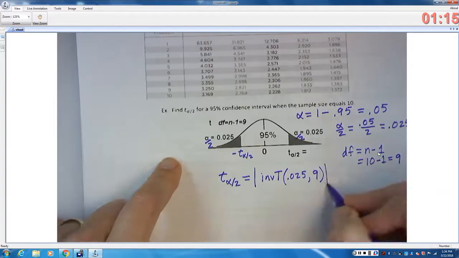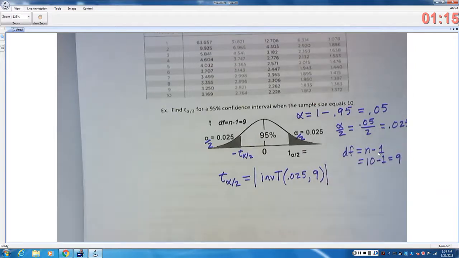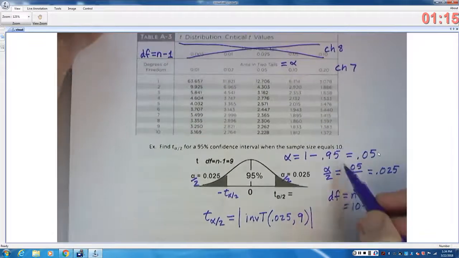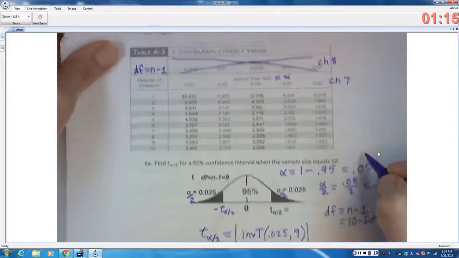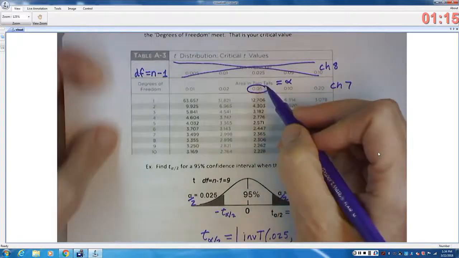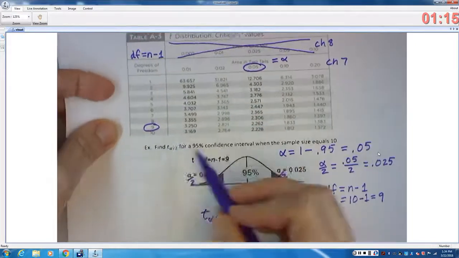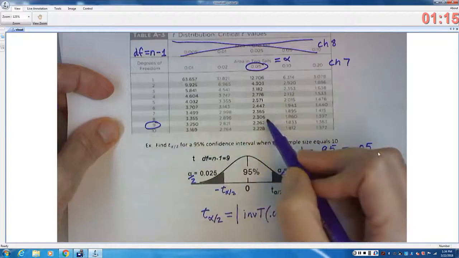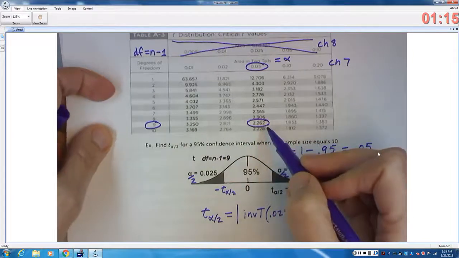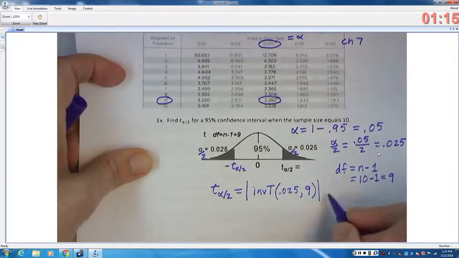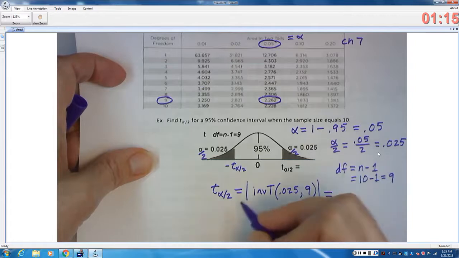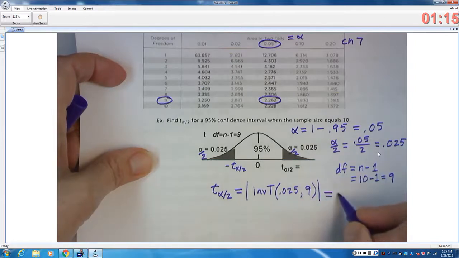And you take the absolute value. I can't show you. Or you look up on this table: the area in the two tails is 0.05, degrees of freedom is 9. And this is your critical value. When you take the absolute value, you should get 2.262.